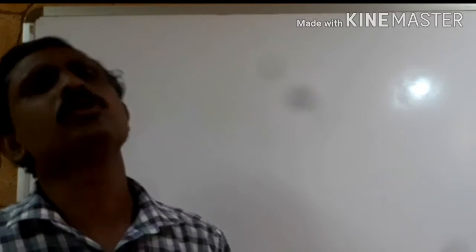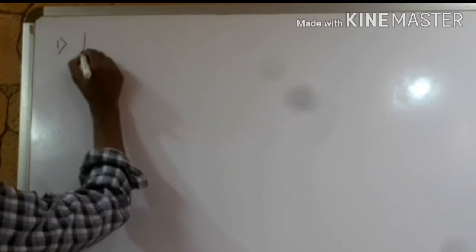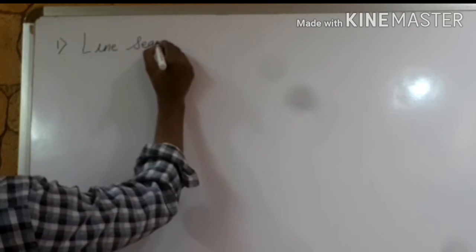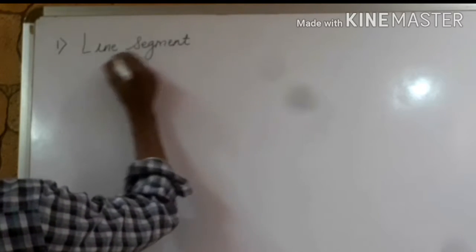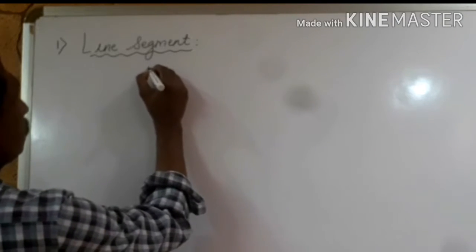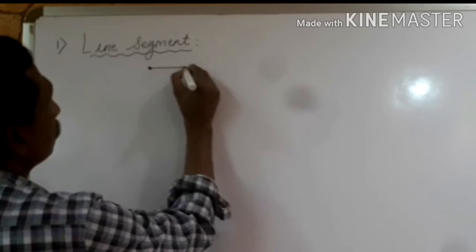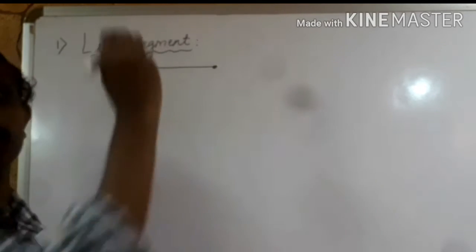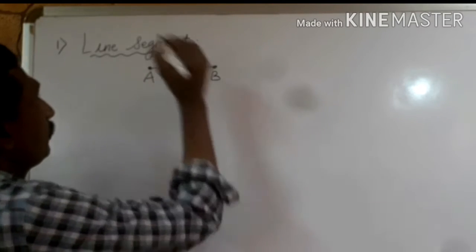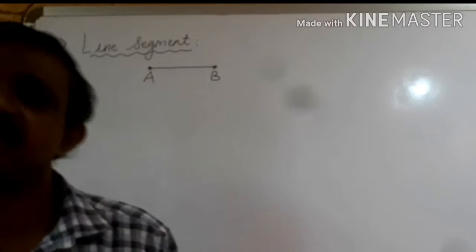Let's start with a few concepts. The first, line segment. Okay, we'll draw the line segment. A, B. Let's discuss this line segment.